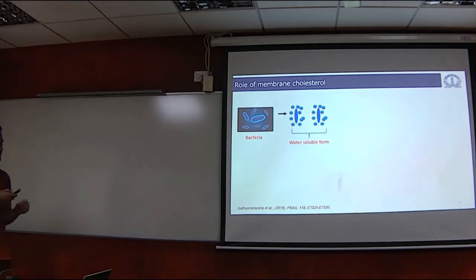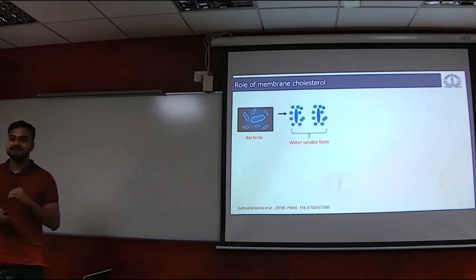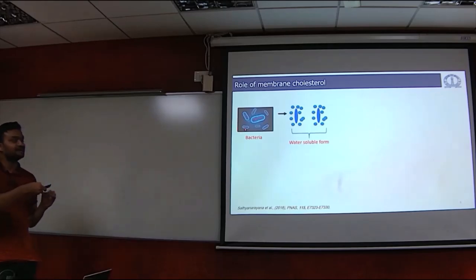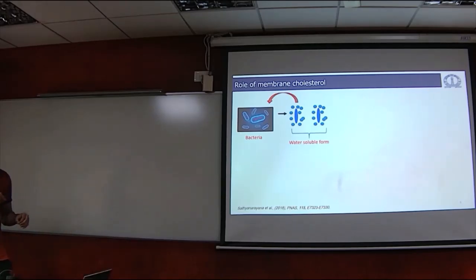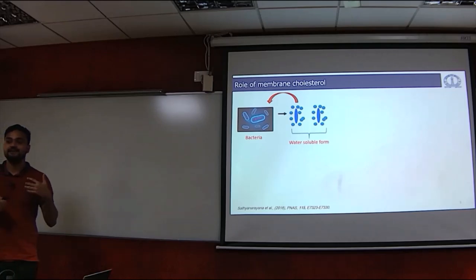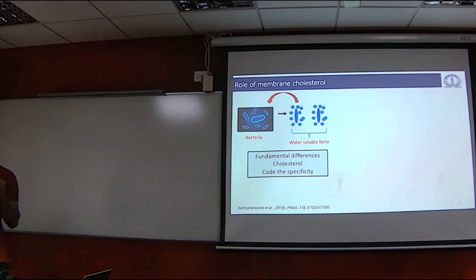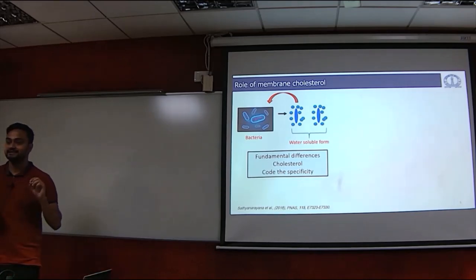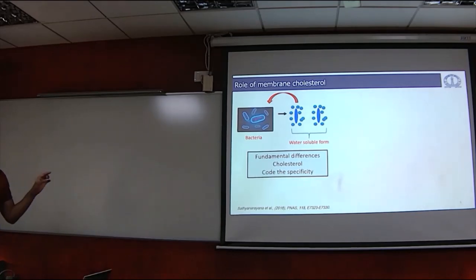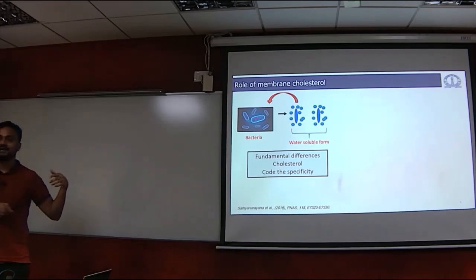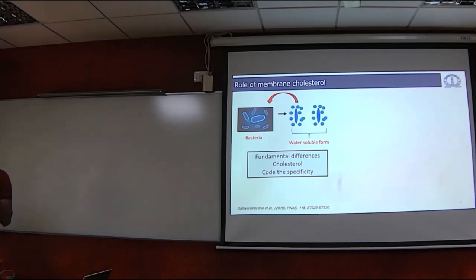Now, as I mentioned, these water-soluble forms interact with the host cell membrane. So here we ask the question, why doesn't this go back and kill the bacteria itself? It can go back and interact with the bacterial cell wall and form a pore on the bacteria. But this doesn't happen because of a fundamental difference between the bacterial cell wall and the animal cell wall. That is the presence of cholesterol. So the bacterial cell wall does not contain cholesterol, and many PFTs utilize cholesterol as a receptor, and then they code the specificity in their activity.